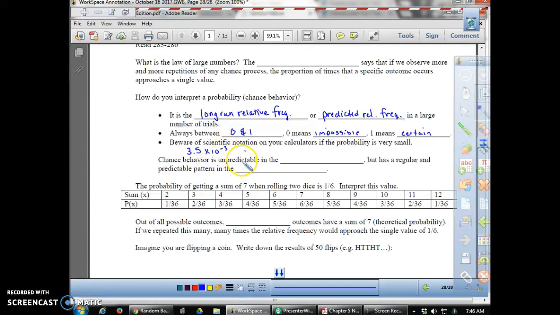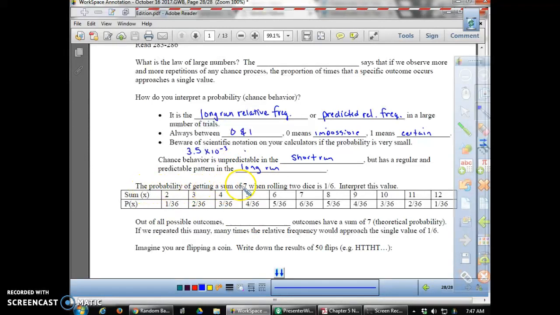Okay, chance behavior is unpredictable in the short run, but has a regular and predictable pattern in the long run. And that is a big concept for this unit. So we're going to do a little activity here.